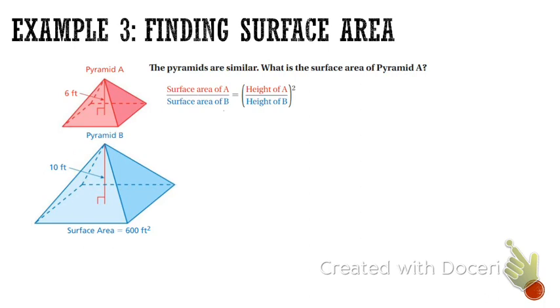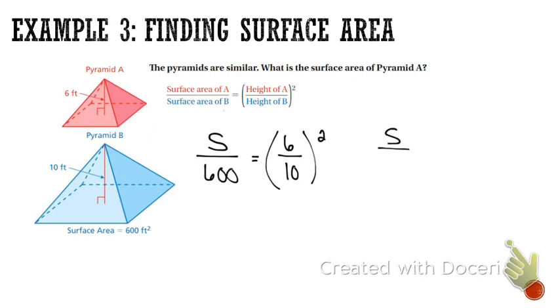Okay, so I'm going to put that into this ratio. I don't know the surface area of A, so I'm going to do S for that. But I know the surface area of B is 600. And now I'm going to do the height of my pyramids, which is 6 over 10. Okay, and again, I'm going A to B. But my formula says I have to take that ratio and I have to square it. So now it's going to be S over 600 equals 36 over 100.